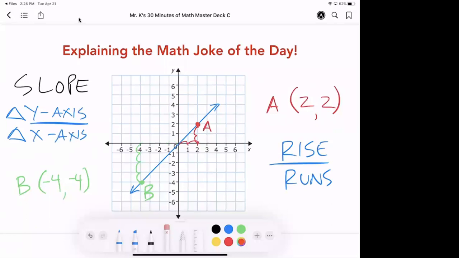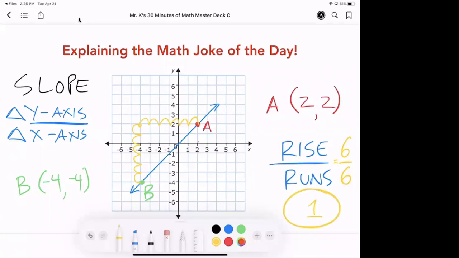I'm going to show you this one. Let me take that away. Let's start at B. How much does it rise to get to A? Or the change in the y-axis, the up and down. So here we go. 1, 2, 3, 4, 5, 6. That's its rise. And then its run, 1, 2, 3, 4, 5, 6, is also 6. So it rises 6 and it runs 6. 6 over 6, we know that is 1. So this line has a slope of 1.